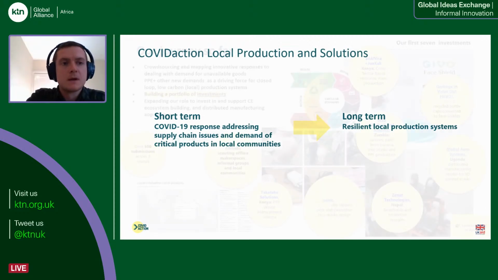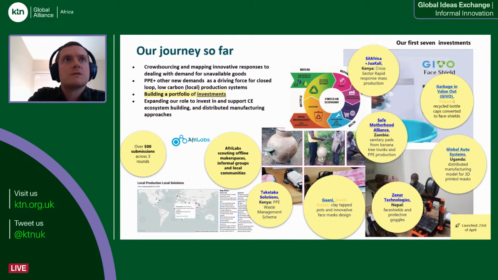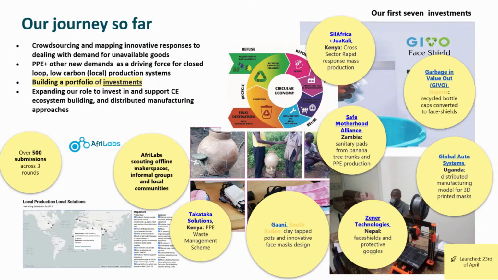Next slide, please. So this is just a quick overview of our journey so far. I'll elaborate on some of these investments that we've been making, but we're looking to crowdsource and map innovative responses to deal with demand for whatever the unavailable goods are for that specific community. We've had over 500 submissions so far across 3 rounds. We're just judging on the 3rd round now, and we've made our first 7 investments so far, with more to come. Particularly with this session, I wanted to pinpoint our methods for our round 3.